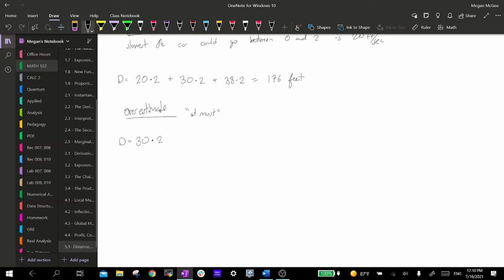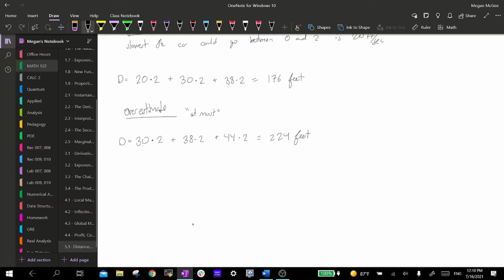Okay? Then again, between seconds 2 and 4, we're going to pick 38. Okay? And between seconds 4 and 6, we're going to pick 44 feet per second. Also still times 2. And if we add all this up together, we get 224 feet. That's a difference of 48 feet.